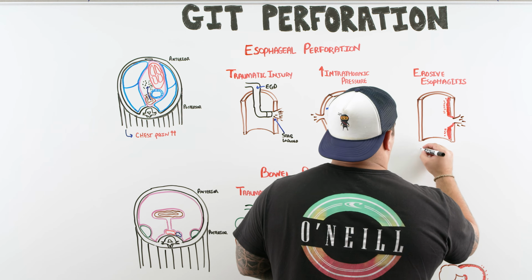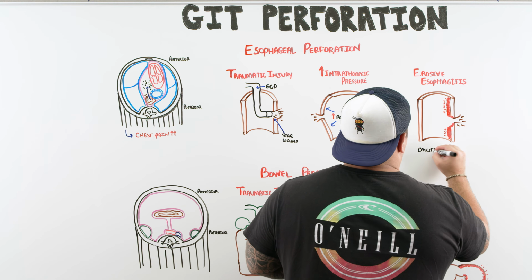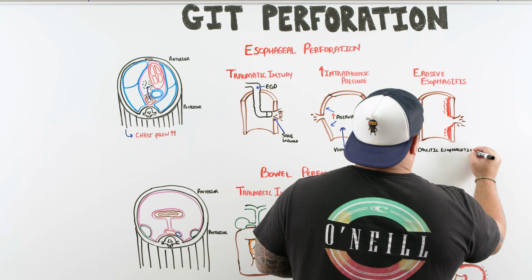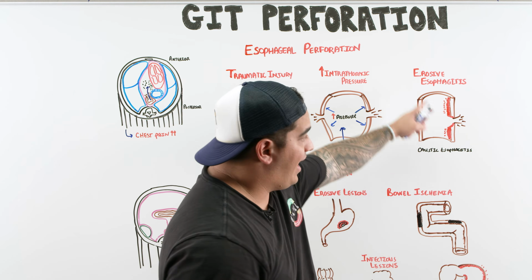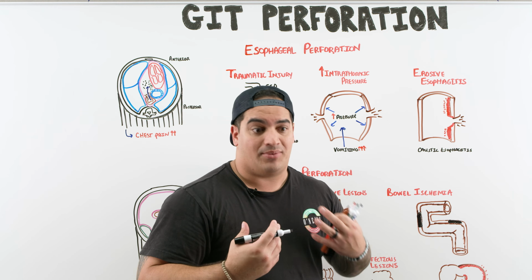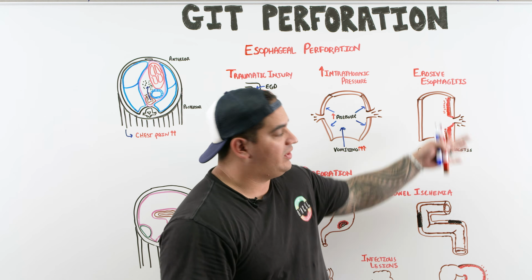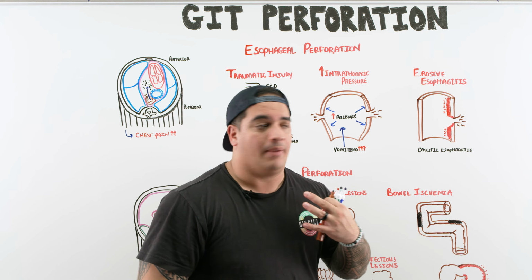And so sometimes we see this in what's called caustic esophagitis, where a patient tries to commit suicide and they just try to pound down a ton of bleach. And that causes nasty erosions of the esophagus, and oftentimes they'll present with drooling and stridor and difficulty breathing, along with difficulty and pain with swallowing.